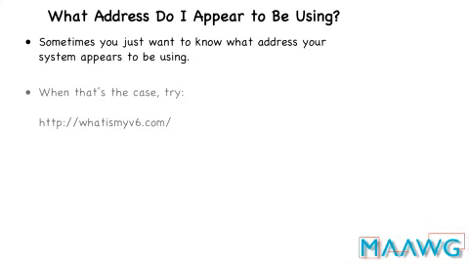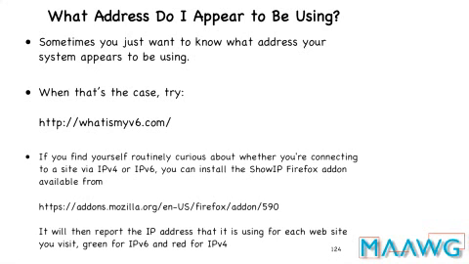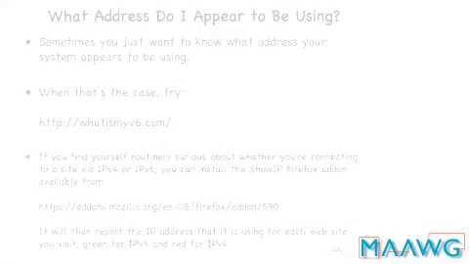There's a site called whatismyv6.com that will tell you what address you currently are using. There are also add-ons you can stick into things like Firefox that will show you the IP addresses that you're going to. It will give you a green address for a v6 address and a red address for v4 addresses. It seems a little harsh to make them red, but whatever.